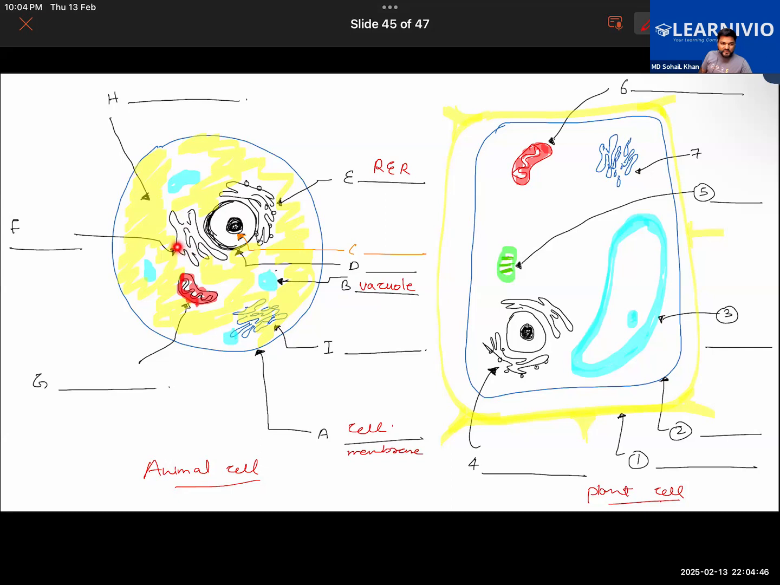Okay, and this one does not have any ribosome. So this one is called smooth endoplasmic reticulum. Getting it or just getting confused? Please tell me. No, sir, I'm getting it. Good. And for the G1, that's the mitochondria.